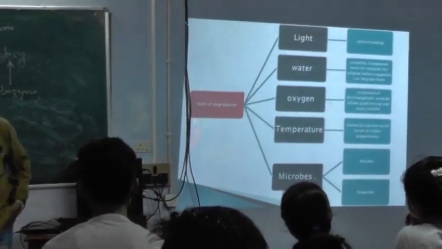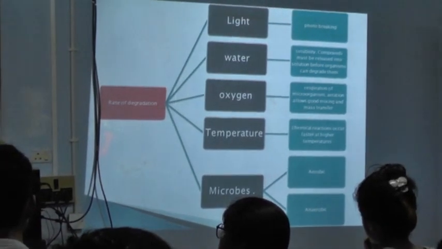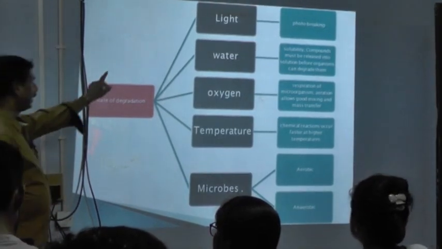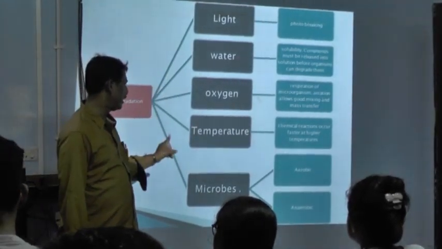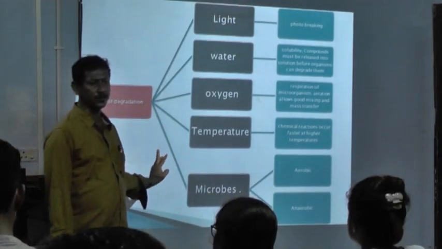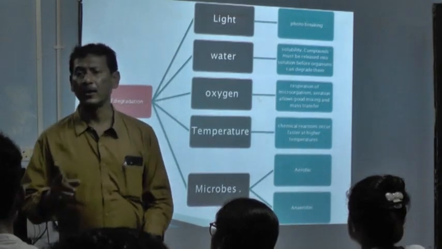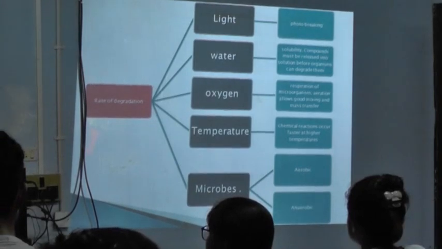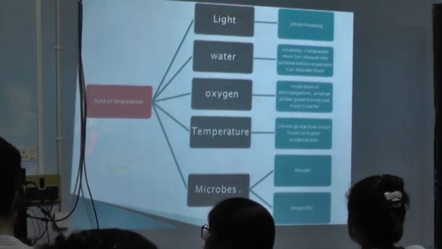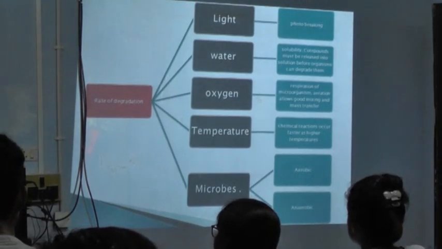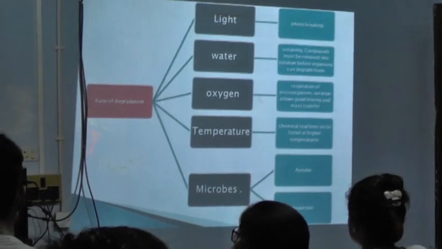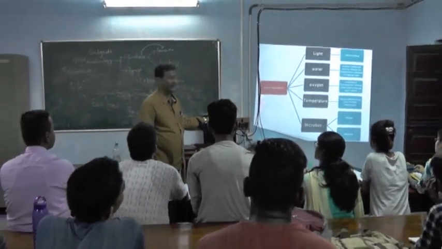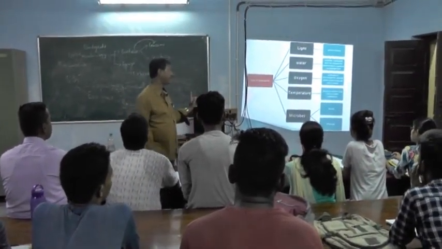Now, the important rate limiting step in this process is the rate of degradation. The rate of degradation depends physically on four factors: light, water, oxygen, and temperature. And another thing is the microbes. You know that microbes, based on respiration, are of two types, so respiration is important here. In one, you need to add oxygen, and in the other you need to add NO3, Fe3, Mn4, SO4 double minus, etc., in the medium to get the degradation.